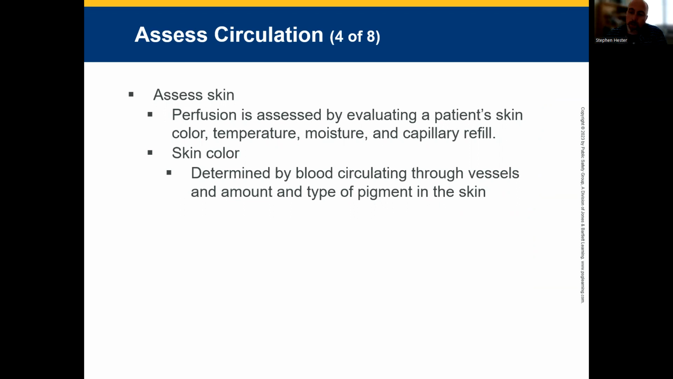This tells you about the circulation, perfusion, blood oxygen level, and body temperature. So it's assessed by evaluating the patient's skin color, temperature, moisture, and capillary refill. It's determined by the blood circulating through the vessels and the amount and type of the pigment of the skin present. So it's red when adequately saturated with oxygen, and if the skin is lightly pigmented, it is pink. If it's deeply pigmented skin, color changes may be apparent only in certain areas. So assess the palm of the hands and the soles of the feet in children and infants.